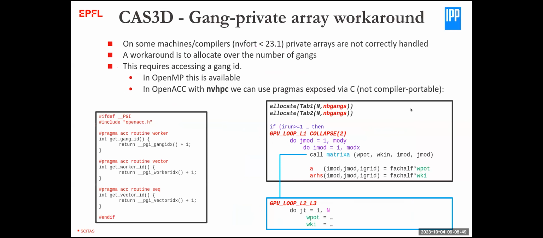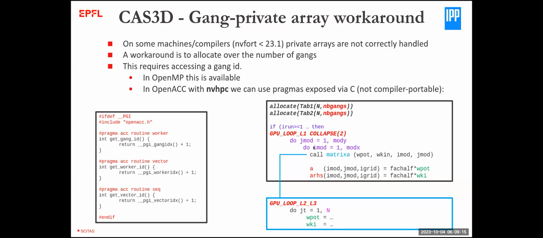But this has a certain problem on some machines. So on more recent machines, this doesn't seem to be a problem anymore, but on the machines that we have here, on the V100 that we have access to, we have an older version of an NVIDIA compiler, and the allocation of a private array doesn't work properly. So we had to find a workaround for this case.